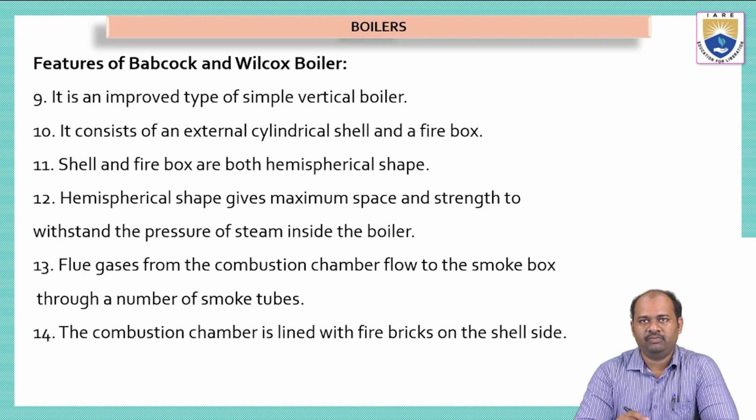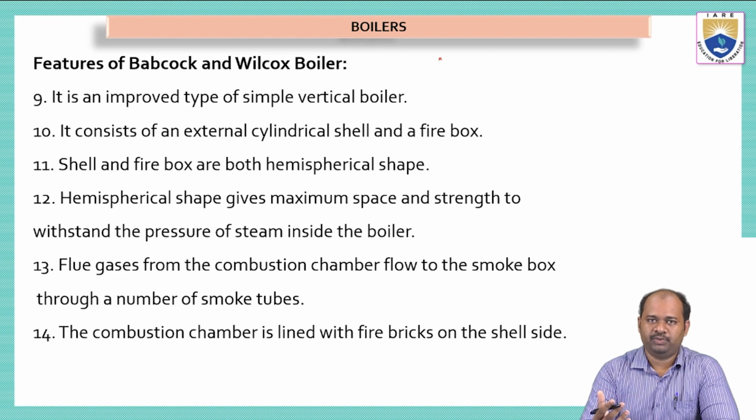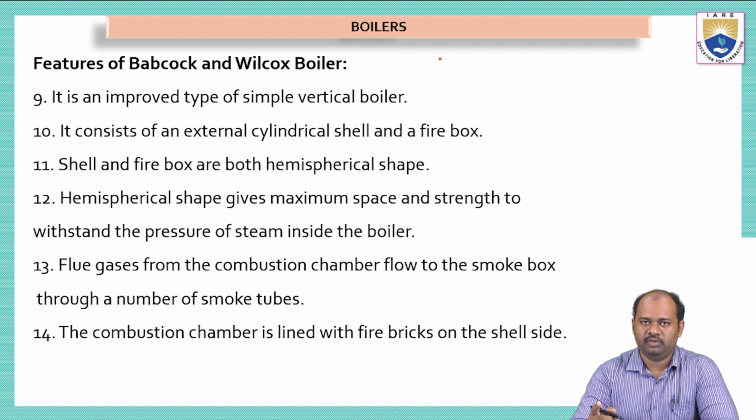It is an improved type of simple vertical boiler. In the previous lecture we have seen the working of a simple vertical boiler. So this is the advanced structure when compared to the simple vertical boiler. We have modified some options. In a simple vertical boiler, there is only one tube, which is a water tube in which the water will be flowing. Here we have a closed water tank inside which we have fire tubes.